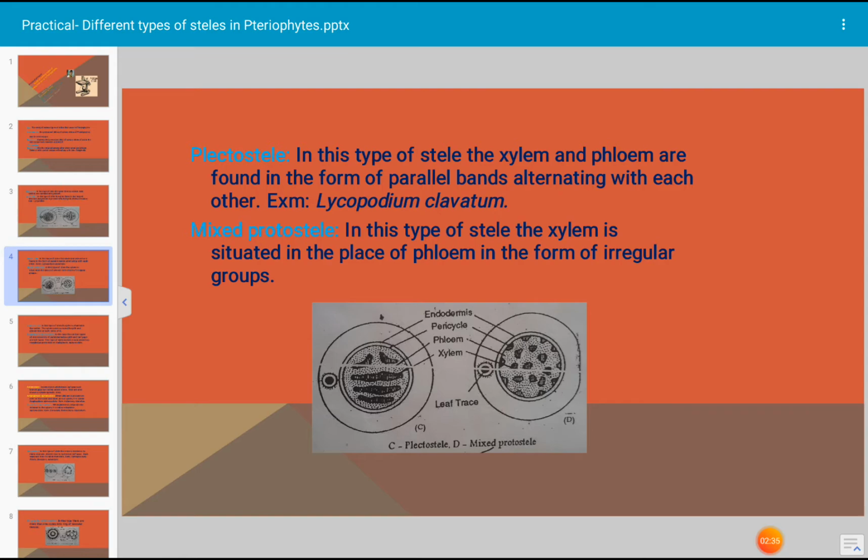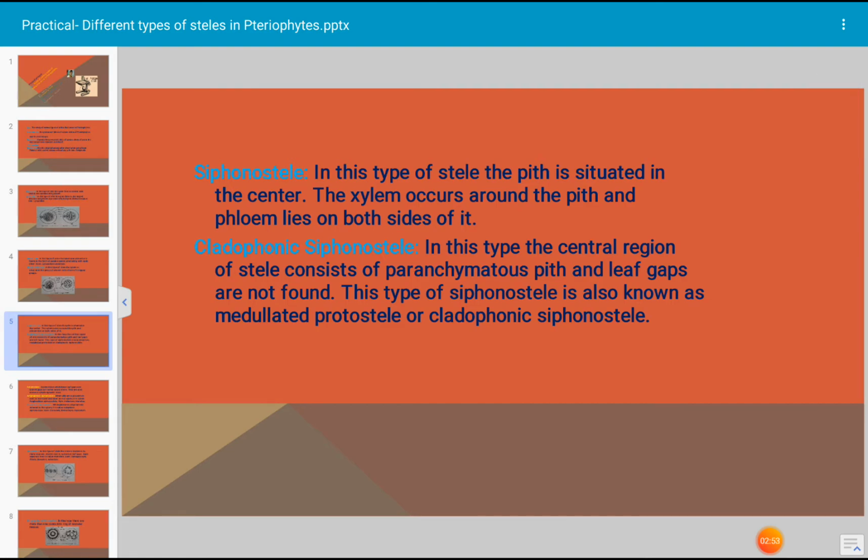Next, mixed protostele. In this type of stele, the xylem is situated in place of phloem in the form of irregular grooves. Such a stele is described as mixed protostele. Next, Siphonostele. In this type of stele, the pith is situated at the center and the xylem occurs around the pith and phloem lies on both sides of it. Such a type of stele is described as Siphonostele.